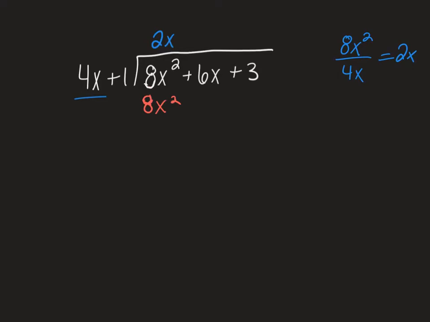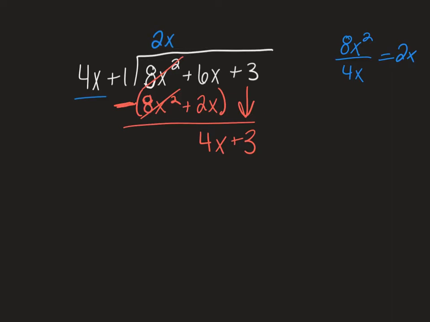So 2x times 4x is 8x squared. 2x times 1 is 2x. And remember, we subtract all of this, so it's important to put those parentheses there so you remember to subtract everything. So your 8x squareds cancel. 6x minus 2x is 4x. Then we bring down our plus 3.